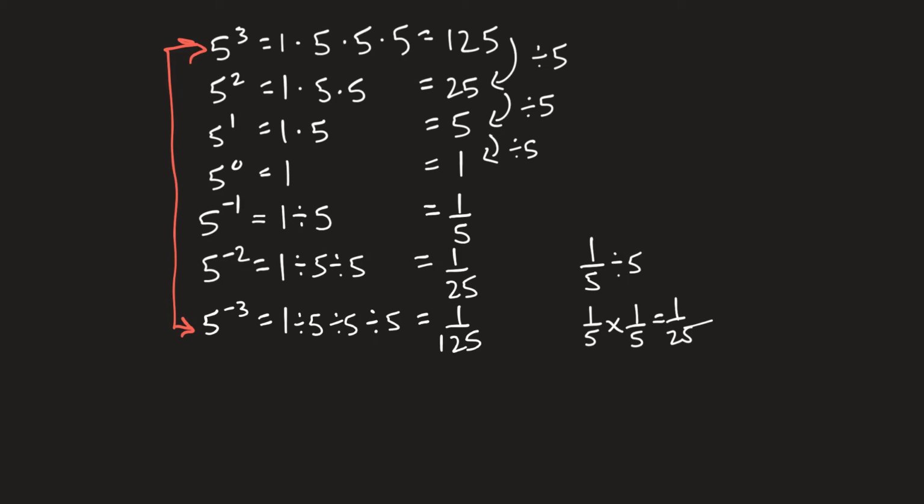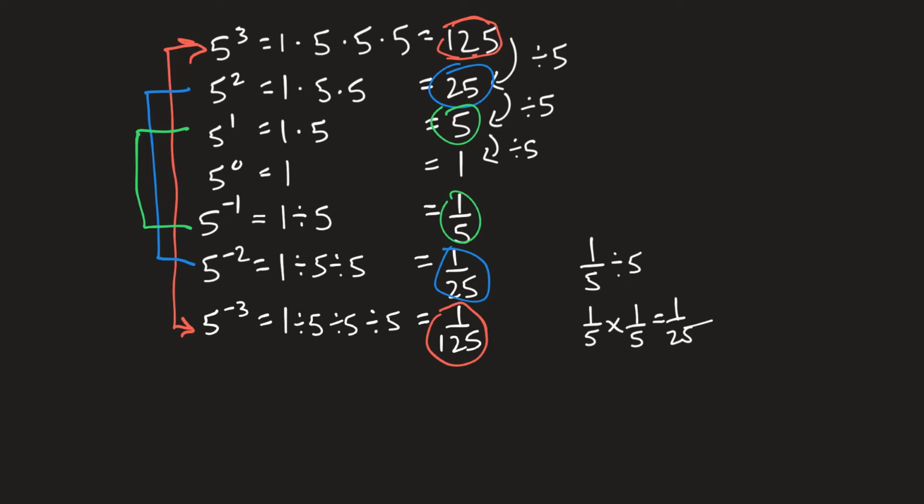This was 125 right here, and this was 1 over 125. And I'll do this in blue. This right here, this was 25, and this was 1 over 25. And then in green here, that is 5, and this is 1/5.